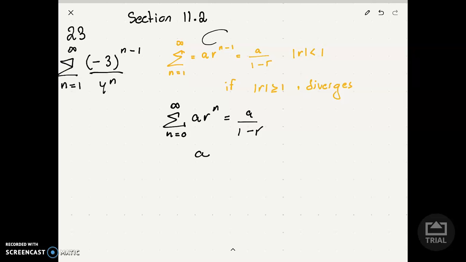And if you look at this one, when you plug in 1, the first term is r to the 1 minus 1, which is 1, and then times a. So you also get a. So it's basically just the first term over 1 minus the ratio. It doesn't matter if you start at 0 or 1. You just have to be careful to include the first term here, and that's it.